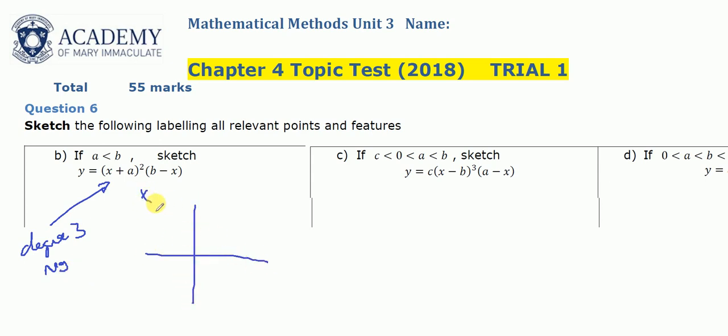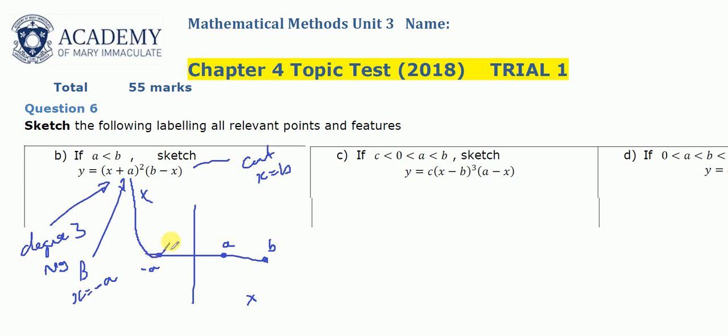So it will start up here and finish down here. It will have a bounce at x equals minus a, and a cut at x equals b. I know that a is smaller than b, so if I call that a and I call that b, minus a will be over here. So I've got a bounce at minus a, so we're going to come down here and bounce at minus a, go through here and cut through at b, and that's what my graph looks like.